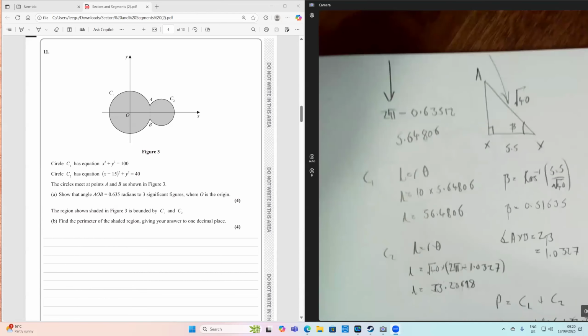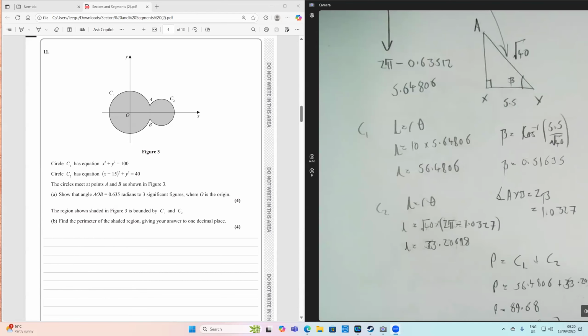So that was a slightly trickier question on the sectors and segments. When this question occurs a little bit later in the paper, that was worth 8 marks. So I would argue that that was definitely a harder example of this type of question. I hope that you found that useful, and I will see you in the next video.